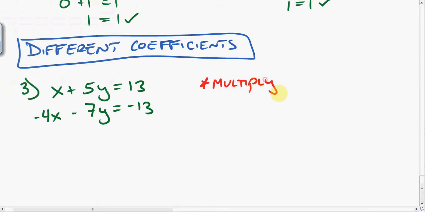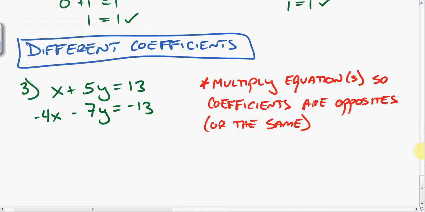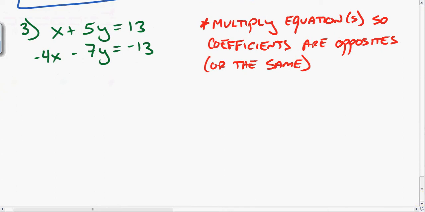So you're going to multiply either one or both equations. Sometimes it's one, sometimes it's both. In this case, it's just going to be one. So the coefficients are opposites or the same.